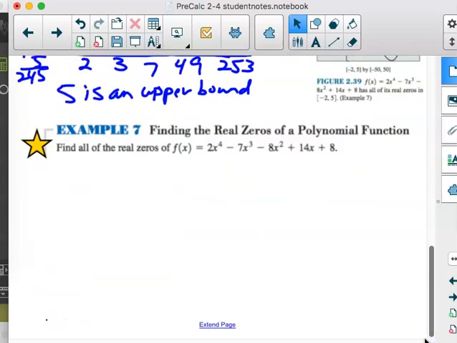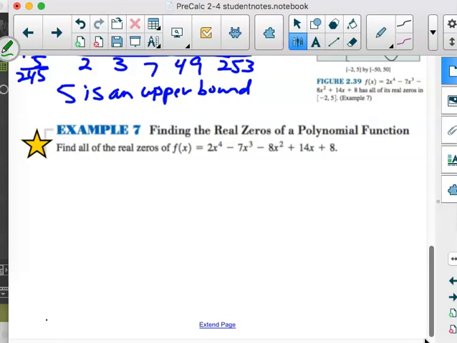Now, example 7 says, let's try putting all this together. Finding the real zeros of a polynomial function, which again, is a major objective of what we've been talking about in this section. And we've got 2x to the 4th minus 7x cubed minus 8x squared plus 14x plus 8. So now we're saying, let's find them. I start by looking for a greatest common monomial factor, and there's nothing I can take out of them all. I don't know how to factor something with 5 terms.